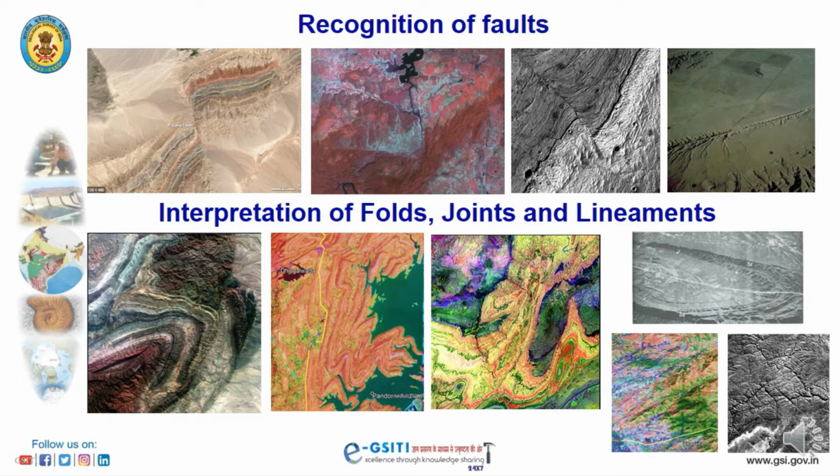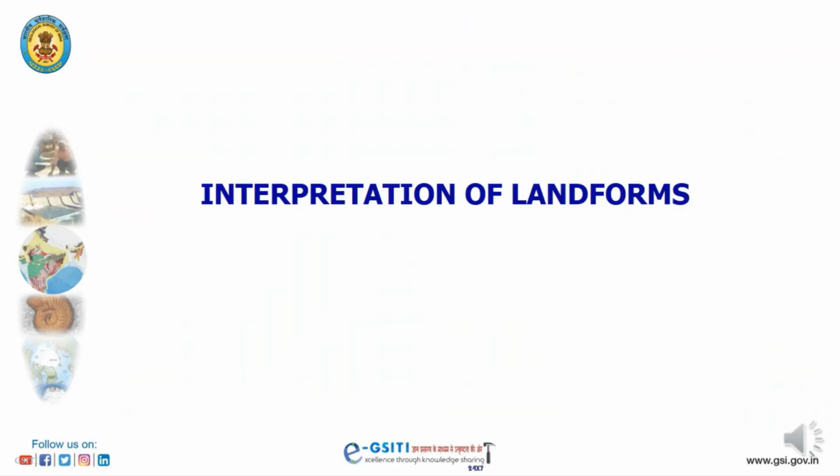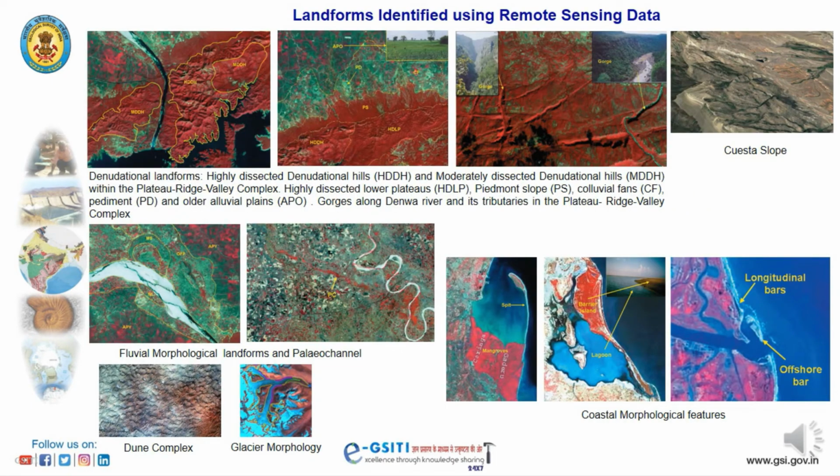Here are some of the satellite imagery showing various structural features which can be easily identified from the data. Faults, folds, joints and lineaments are very much interpretable using different resolutions of satellite imagery by visualization as well as by digital image processing.